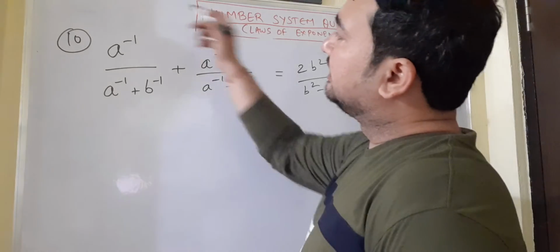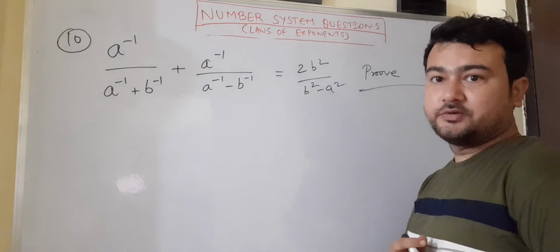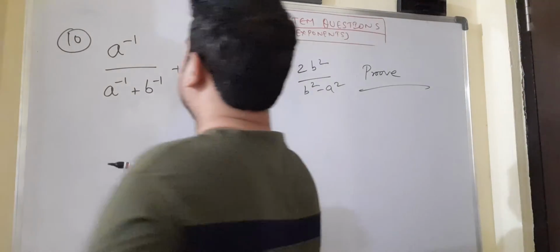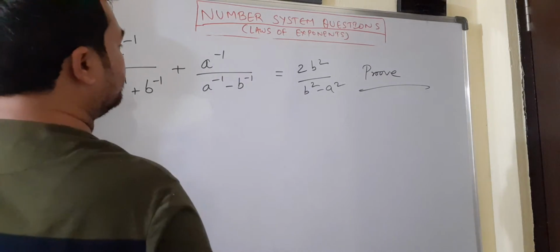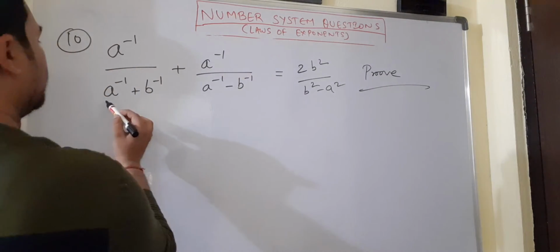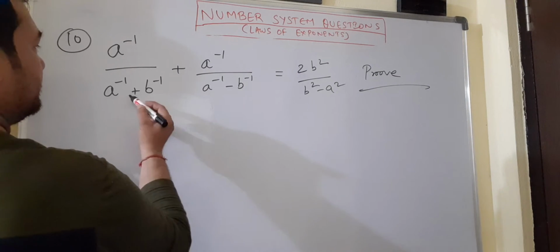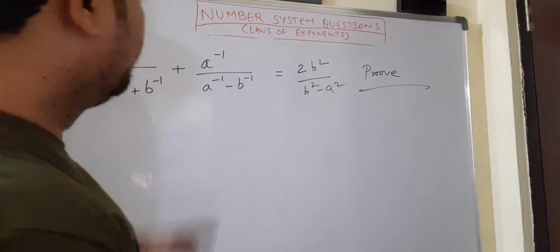If you go with this LHS and you are correct in your approach, you are obviously going to get this RHS. This is not very difficult. What is common? This a to the power minus 1 and a to the power minus 1, both are common. The same pattern is over here in both the denominators, only there is a difference of sign. One is having plus sign, another is having minus sign.